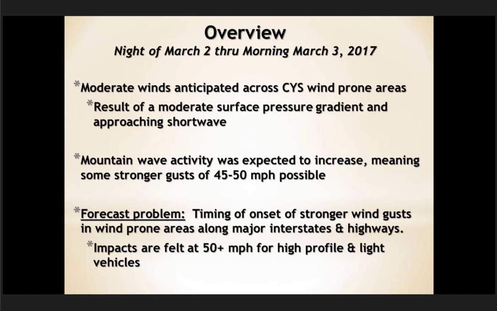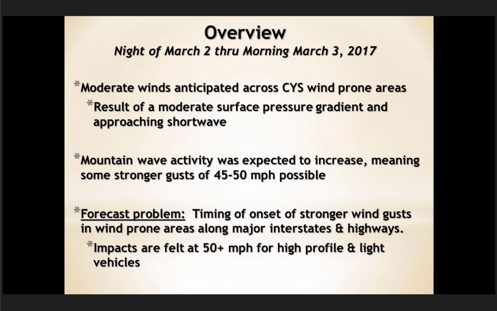Once we start to get 50 mile an hour or plus, we start to see impacts to high-profile and light vehicles along the interstate, especially I-25 and I-80, which both run through the Cheyenne CWA. So our main forecast problem for the night was timing the onset of the stronger wind gusts due to the mountain wave activity in the wind-prone areas, again, along the major interstates and highways.